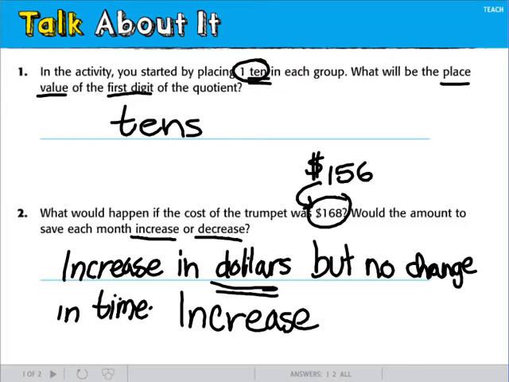Okay? Now I can tell you that this is $12 more. So if it's $12 more, how much more per month are they going to have to save? How much? 1. They're going to have to save $1 more a month. Okay? Very good.